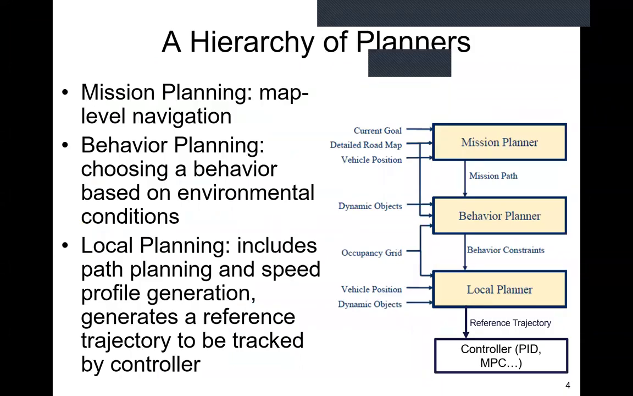So there's a hierarchy of planners. Highest level is mission planning, which is map level navigation. Next level is behavior planning, choosing a behavior based on environmental conditions. Local planning, which includes path planning and speed profile generation. It generates a reference trajectory to be tracked by the controller.